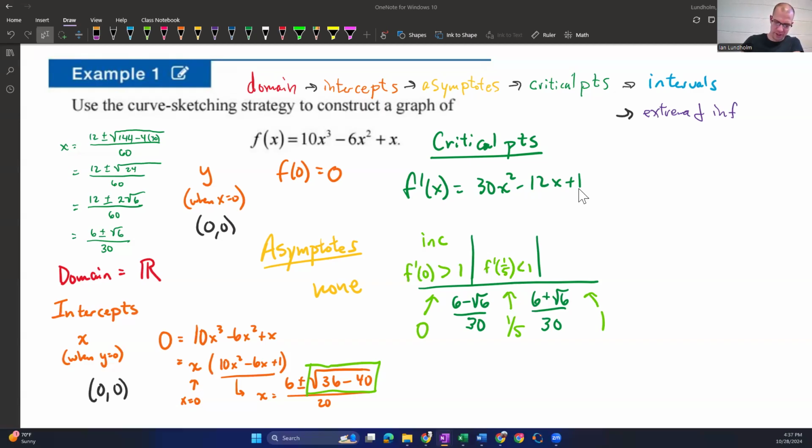Oh, what am I doing here? Sorry. I believe that when we throw in 1/5 into this, we get a negative number. That means we would be decreasing on this interval. And then if we put in a 1 into this function, we'd have 30 minus 12 plus 1. That's going to be positive.